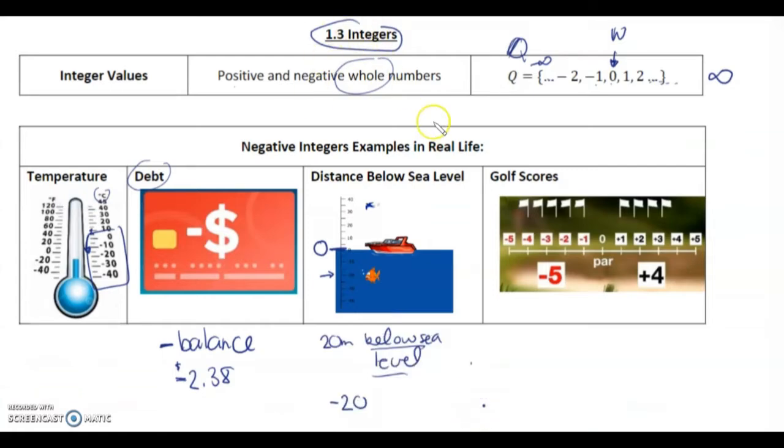And golf scores. If you hit par on every single hole in golf, you get the score of 0. Everything in golf is compared to par. So if it was a par 3, did you go 1 stroke over, or did you go 1 stroke less? Or did you go 2 strokes over? Or did you go 2 strokes less, for example?